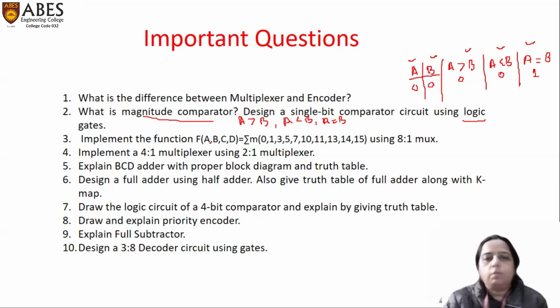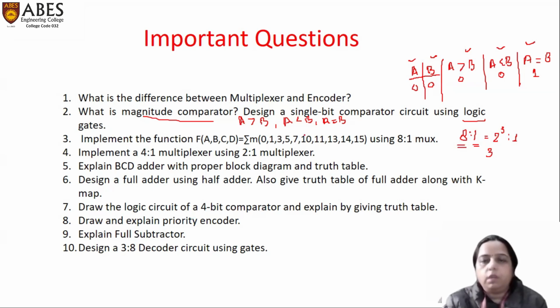Then we come to question number 3, which is considered to be a very important question: you have to implement the function F(A,B,C,D) equal to summation 0, 1, 3, 5, 7, 10, 11, 13, 14, 15 using an 8:1 multiplexer. If I have to implement this, I will require some selection lines. For an 8:1 multiplexer, how many selection lines are required? 2 to the power 3 is 8, so 3 selection lines would be there, 8 inputs and 1 output.